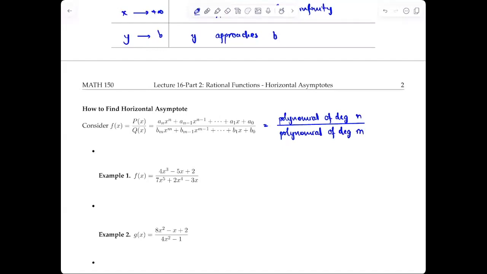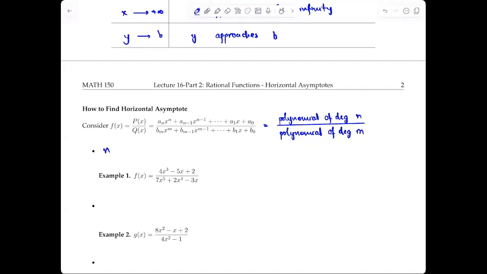You okay with this? You know where n is coming from? Which is the highest power of the polynomial. Do you know where m is coming from? Again, the highest power. Now, there are three cases that you need to consider when you have the value of n and m.